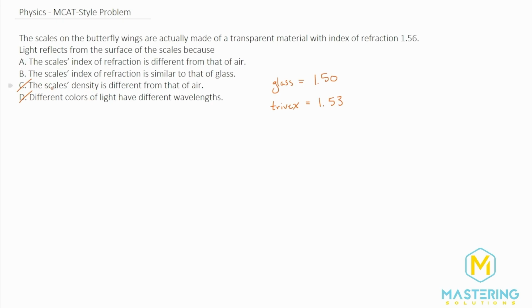And if we look at B, the index of refraction is similar to that of glass. Well, it doesn't really matter that it's similar to glass. We also get reflections off of diamonds, which has a way different index of refraction from glass. So this doesn't matter, and the answer is A. Because the index of refraction is different from air, light reflects off of transparent surfaces because of a change in index of refraction. So we're going from air to the butterfly's wings, and that's why the light reflects from it.